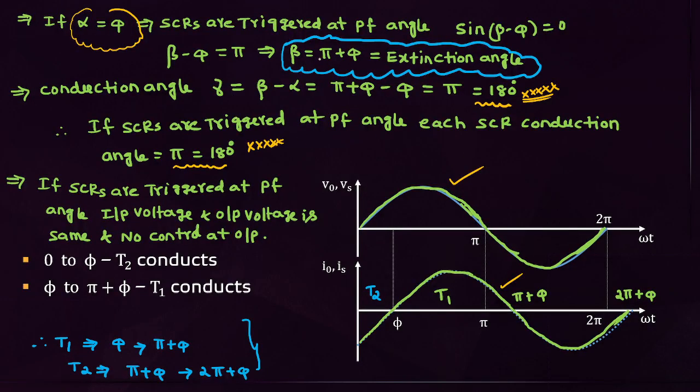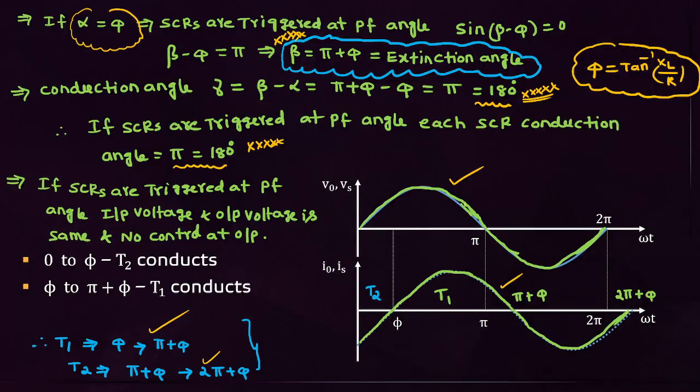Then what is the extinction angle? Extinction angle equals pi plus phi, if SCRs are triggered at the power factor angle. What is the power factor angle here? Power factor angle phi equals tan inverse XL by R. Then T1 conducts from phi to pi plus phi, and T2 conducts from pi plus phi to 2 pi. Then the input voltage waveform and output waveform are the same.